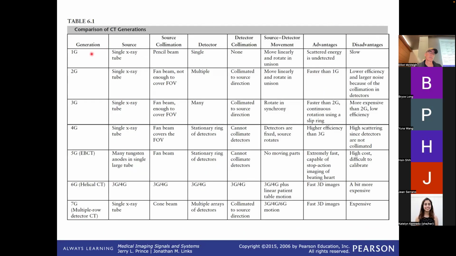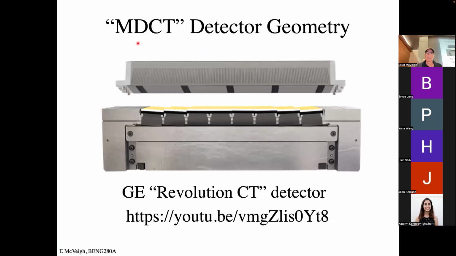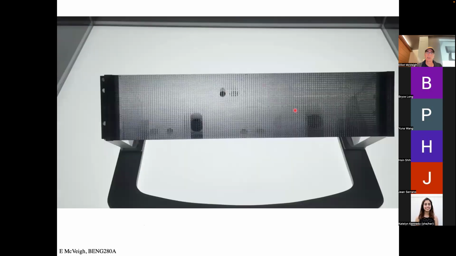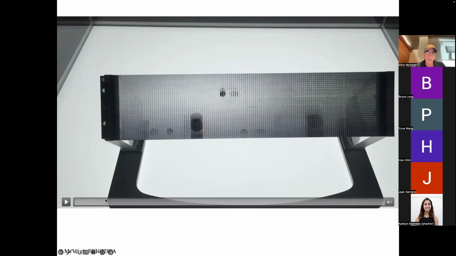This is a chart, you can look at this on the PDF, but it's sort of generations of CT, how the engineering has changed over time until we finally get to this multi-row detector CT. That's called the 7th generation. We looked at this detector geometry already. Remember, this is the anti-scatter grid. These are our little chips that have the 1 by 1 by 1 detector on them. And then this is the anti-scatter grid when you, can I play this?